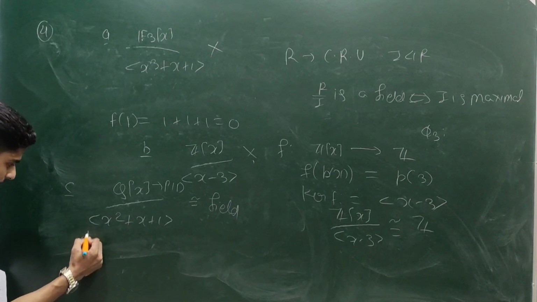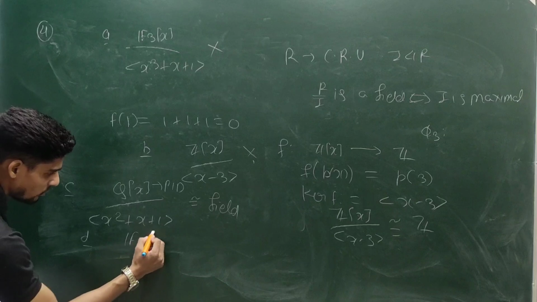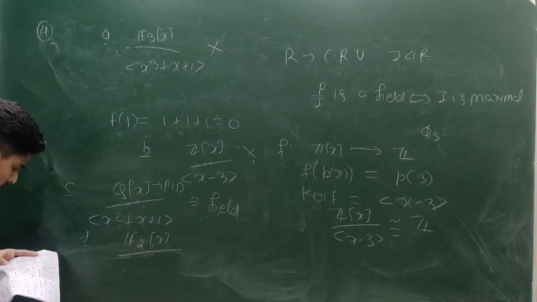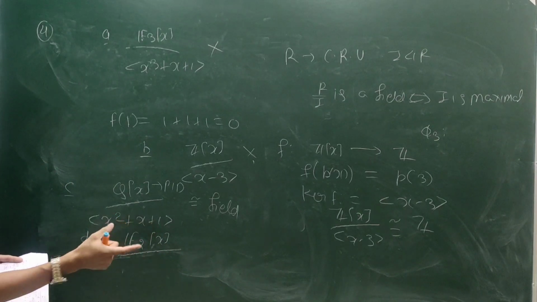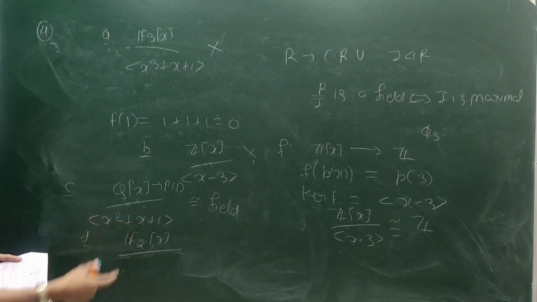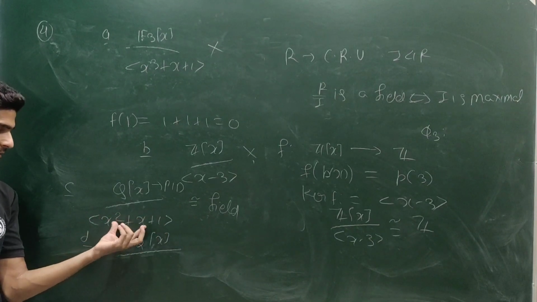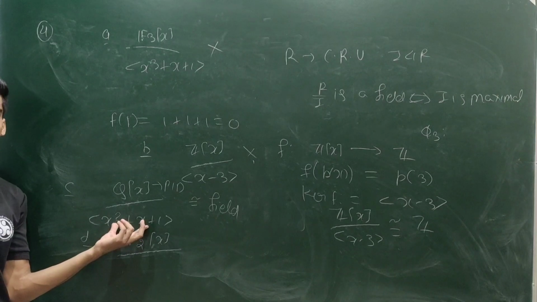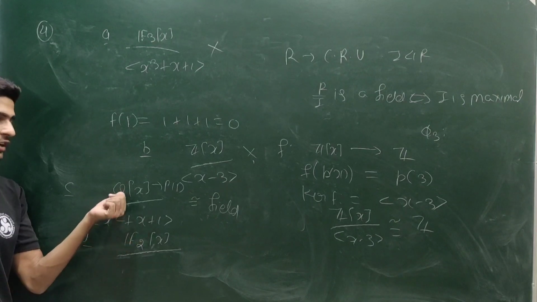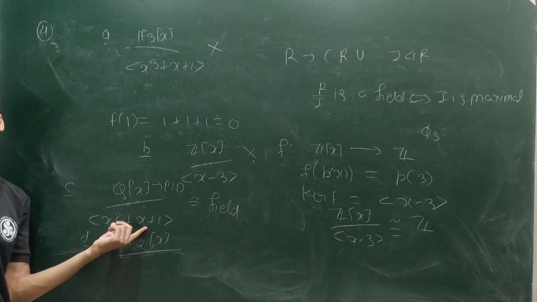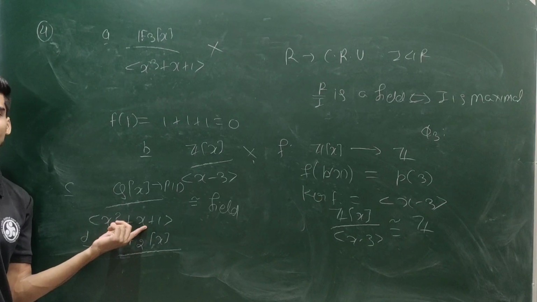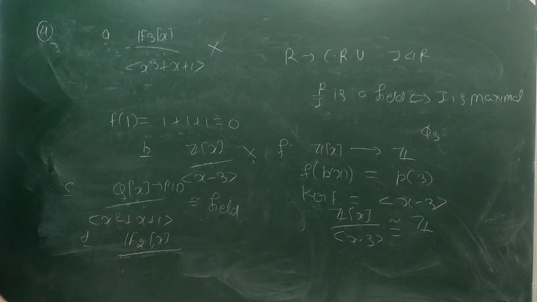Option D, F2x. You can use the Eisenstein criteria also for showing this is an irreducible polynomial, or you can use the root criteria. This is a 2-degree polynomial. It is reducible if and only if it has a root over Q, but this polynomial does not have a root over Q. The roots are omega and omega square.